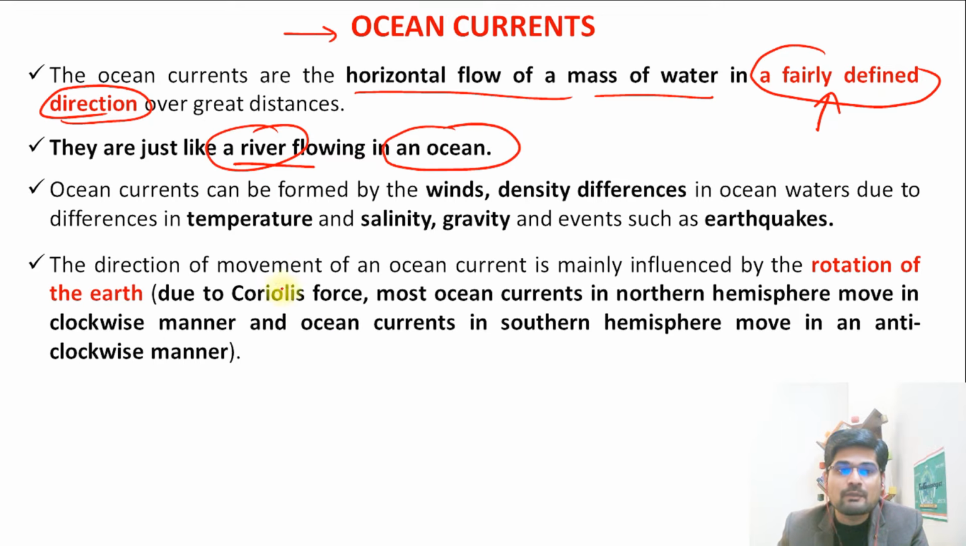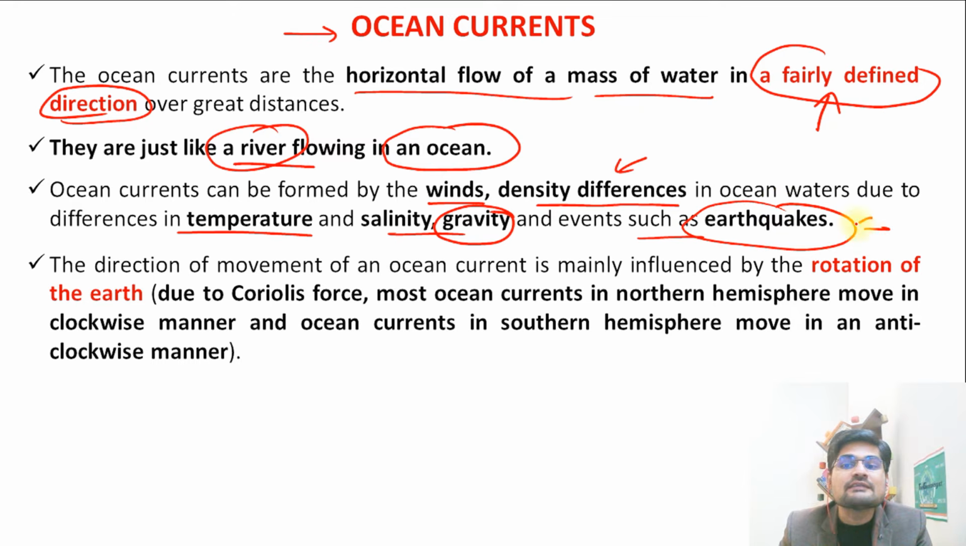So how does it happen? Remember, ocean currents are formed by the winds and the density differences, and remember this is linked to temperature and salinity. We have learned already in the previous lectures in oceanography. So in ocean waters, due to the differences in temperature, salinity, and also sometimes gravity and other events like earthquakes also influence it. But majorly the differences in density, temperature and salinity are the differentials that lead to the movement from one place to the other, and that's where the river starts to flow. This is where we say it is an ocean current, right?